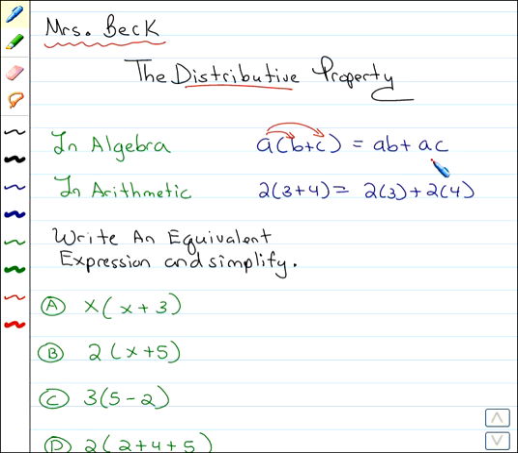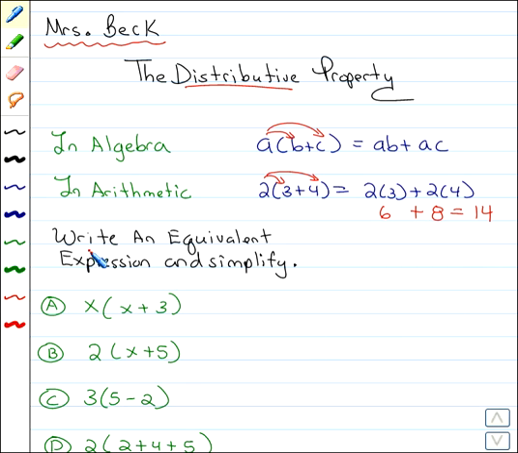which will give us AB plus AC. In arithmetic, if we have 2 times 3 plus 4, we multiply the 2 that's on the outside of the parentheses times each term on the inside. And we're going to get 2 times 3 plus 2 times 4. Now, if we wanted to simplify this further, we will multiply 2 times 3 and get 6, plus 2 times 4 will give us 8, and we would get 6 plus 8, and it's equal to 14.